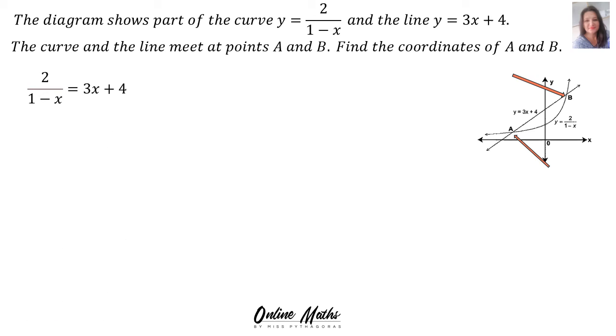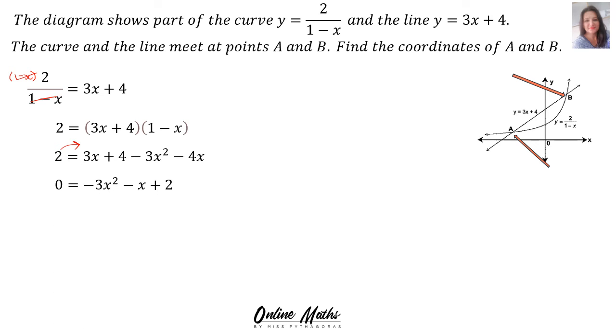So we will start with equating the two graphs, and then in the next step I want to get rid of the 1 minus x under the line, so I will multiply both sides by 1 minus x, and then I end with 2 is equal to bracket 3x plus 4 bracket 1 minus x. In the next step, I will multiply out the two brackets and it becomes 3x plus 4 minus 3x squared minus 4x.